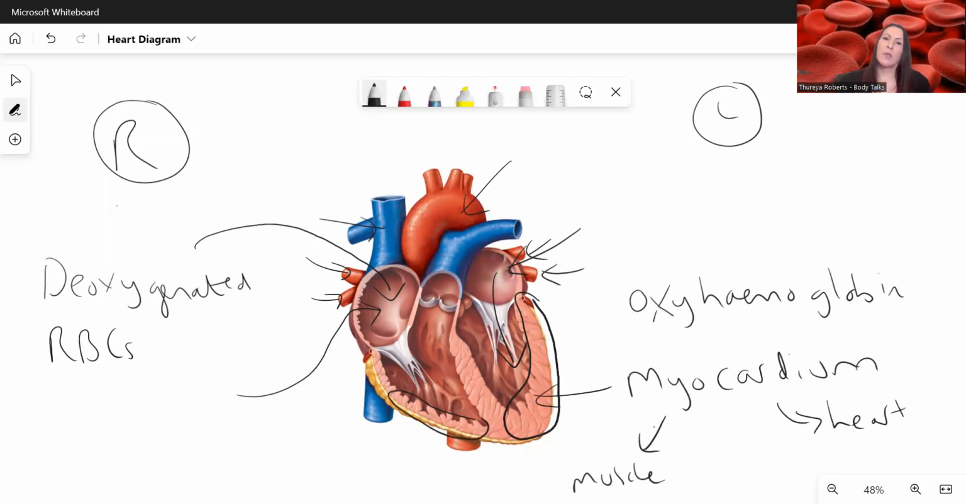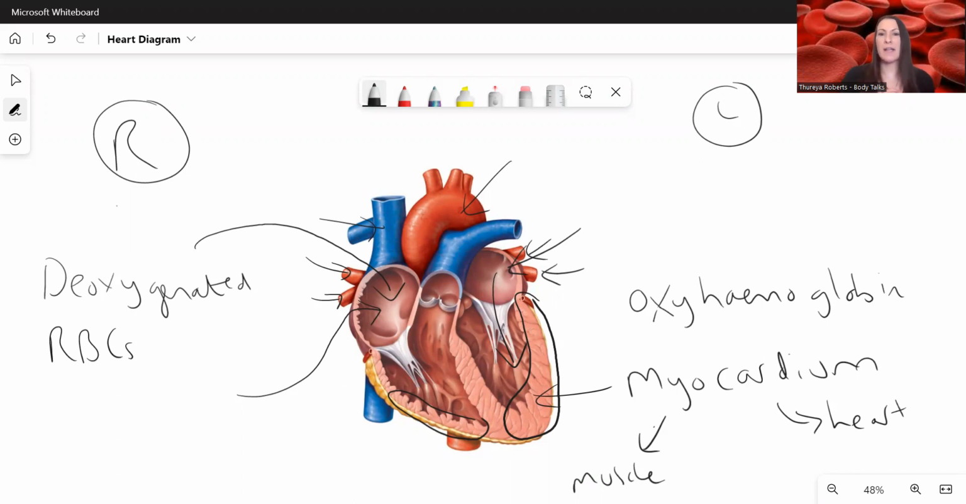It's thicker here because for muscular contraction, it needs to be stronger. Why does it need to be stronger in the left-hand side of the heart? Because the left-hand side of the heart is responsible for pushing blood all around the body, whereas the right-hand side just needs a thinner layer of myocardium, because when that ventricle contracts, it's only pushing the blood to the lungs.